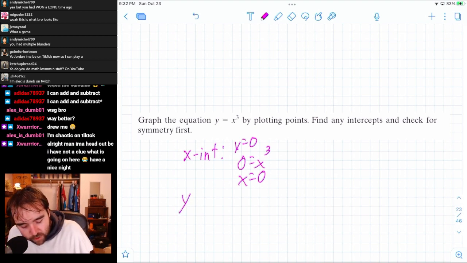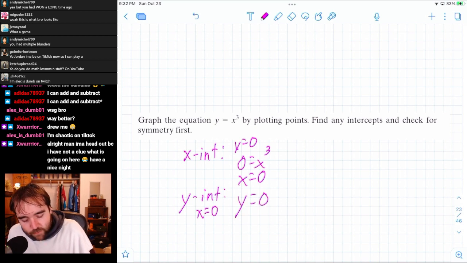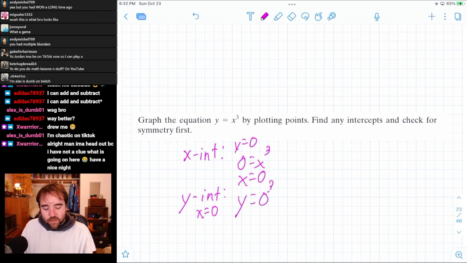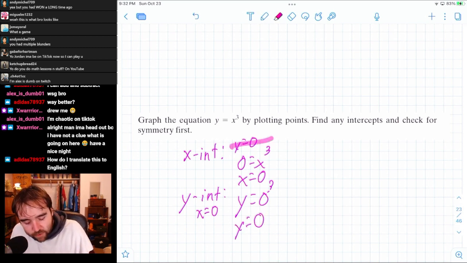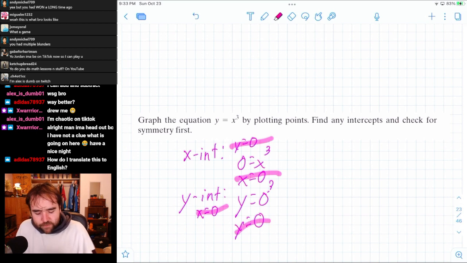And if you're following along at home, you might notice that when we go to find the y-intercept and we make x equal to 0, y is going to be 0 because y is going to be 0 cubed. And that makes sense because you can only have one y-intercept. And we saw that we have the y-intercept there. This is also an x-intercept.